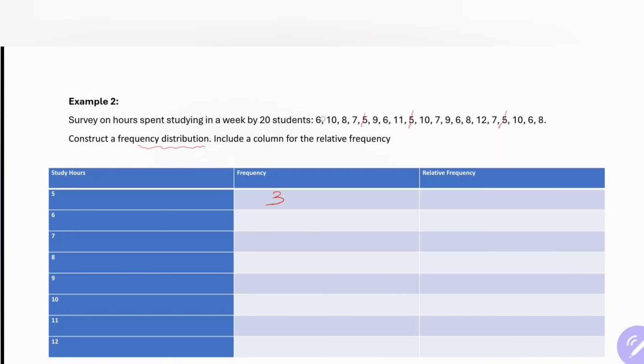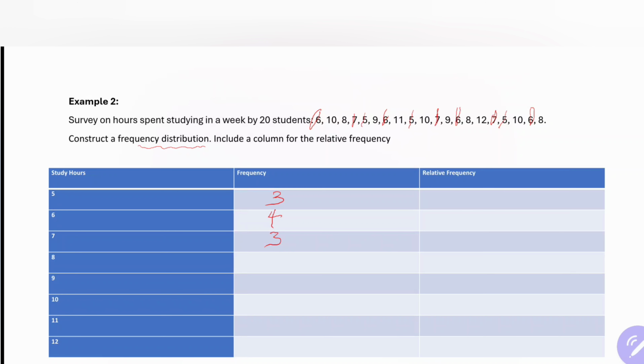Now, let's move to 6. How many times do we have 6? We have 1, we have 2, we have 3, and we have 4. So this shows that the frequency for 6 is 4. What about 7? For 7 we have 1, 2, and here we have 3.